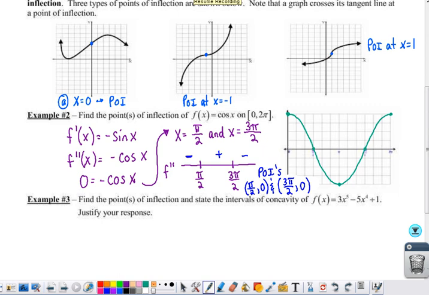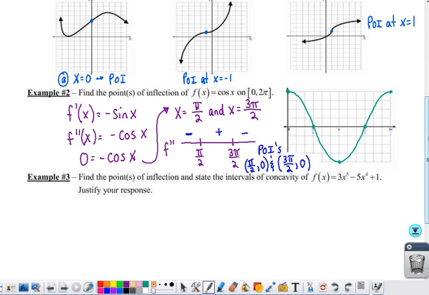So I have my cosine curve, and as you can see at x equals pi over 2 and 3 pi over 2, those are your points of inflection. This is your concave up part, and then this is your concave down and concave down.